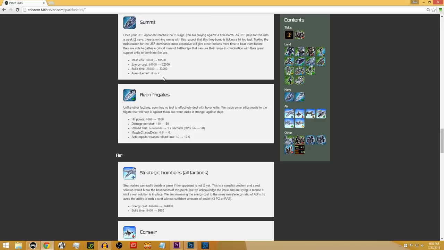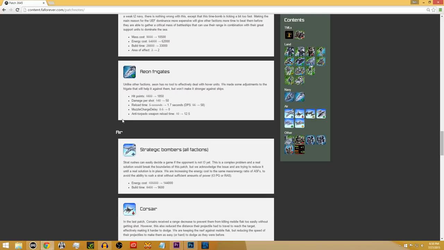The Aeon frigate firing rate went up, the DPS went up, and it gained 50 hit points, which is a tremendous change because this is the most expensive frigate, and it was the most expensive for the least health and low DPS and a bad reload time and all of this other crap. So this is no longer the trashiest frigate. It's not the best by a long shot, but it can deal with hover, and it's now relatively decent. So I'm all for that change.